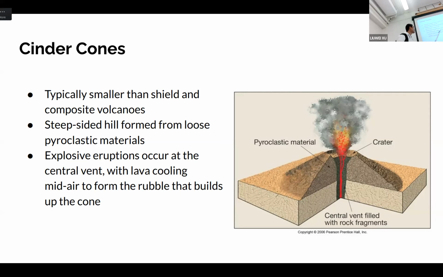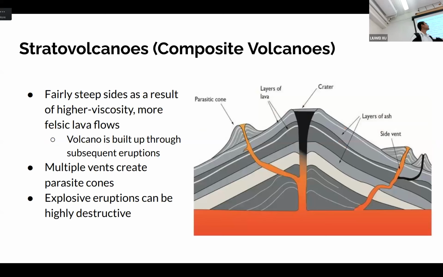Explosive eruptions can also occur at the central vents, with lava cooling in the mid-air to form the rubble that builds up the cone. For this kind of volcano, usually we only see these upper channels. We don't see side channels on the cinder cone.